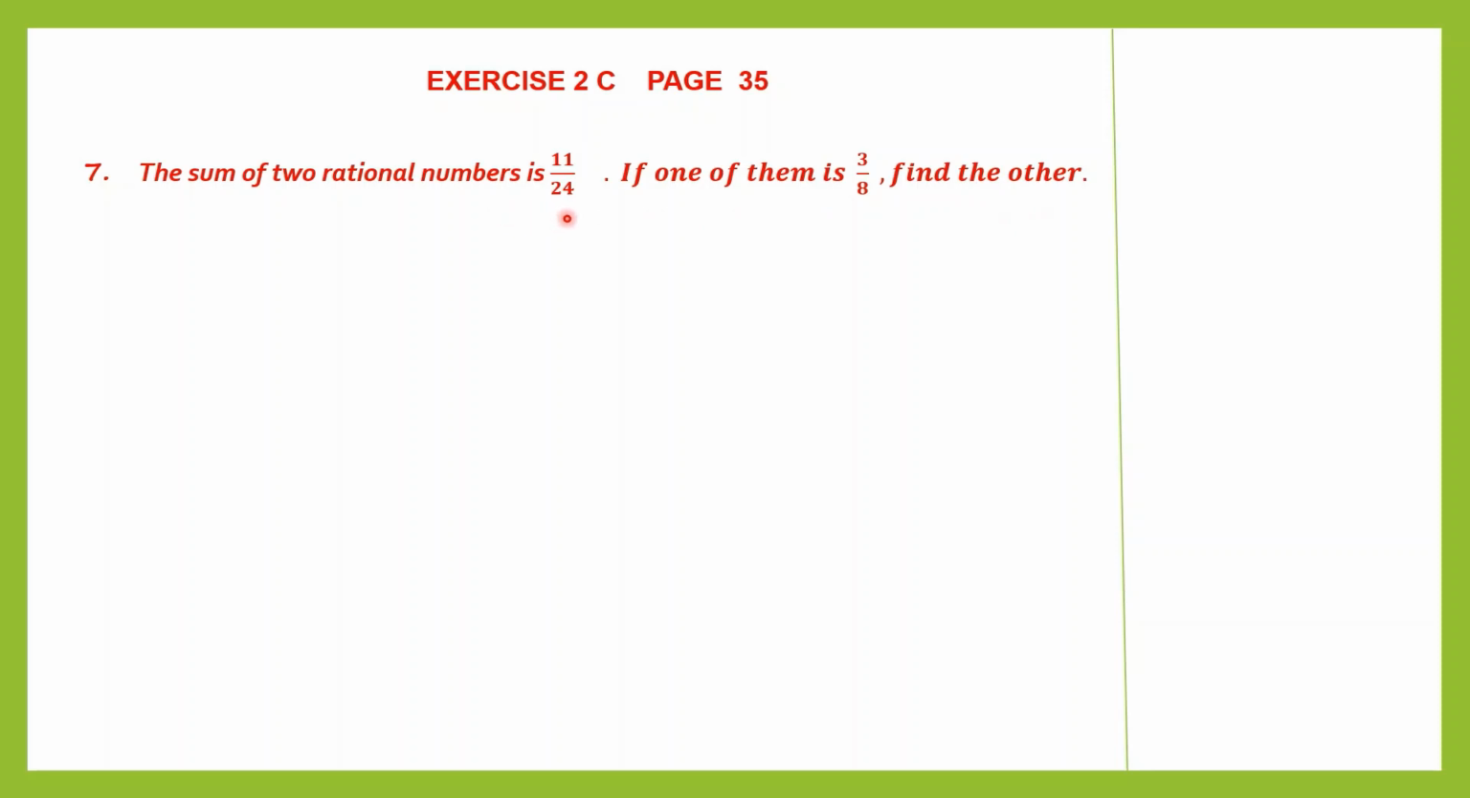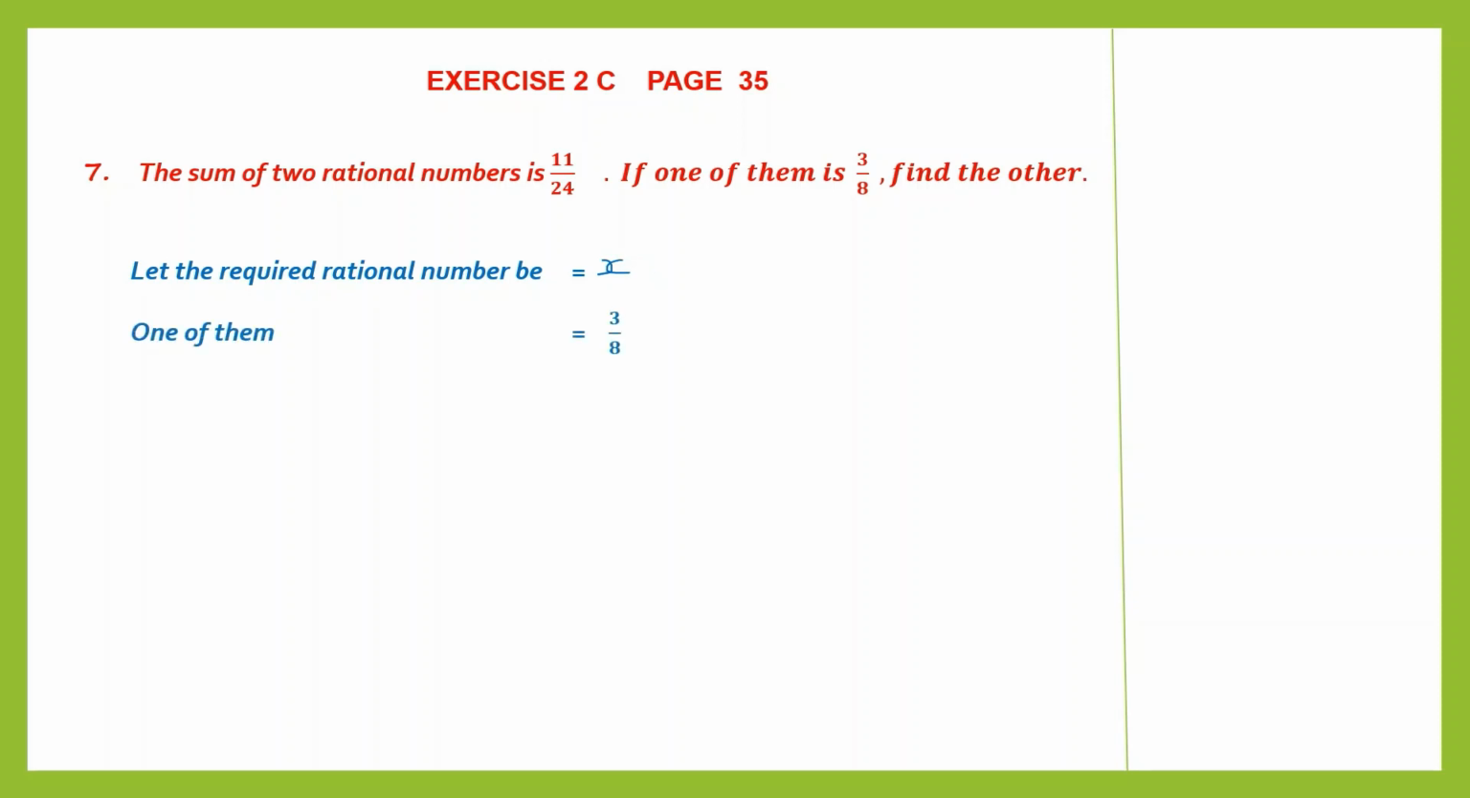So the sum of two rational numbers is given to us. One number is given to us. Now which is the other number that will add up to this one to give us this sum? So let's begin. Let the required rational number be x.